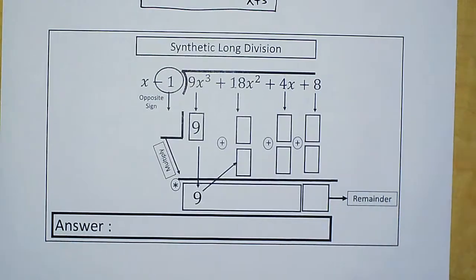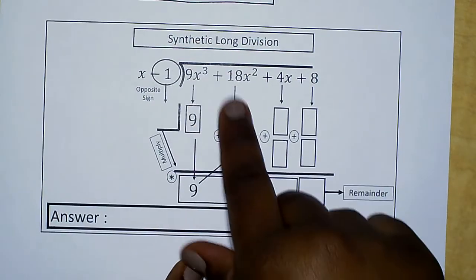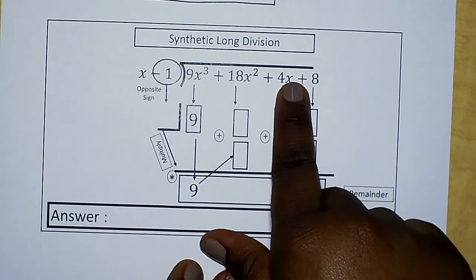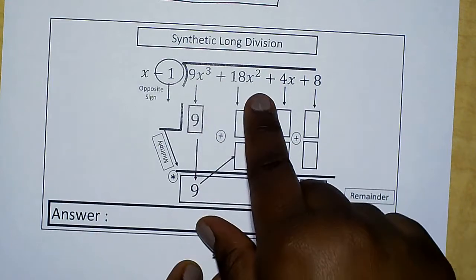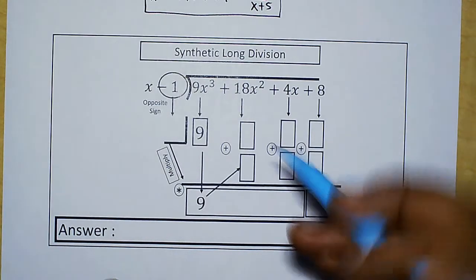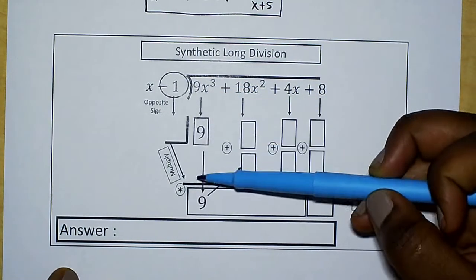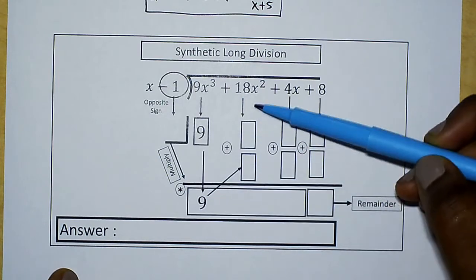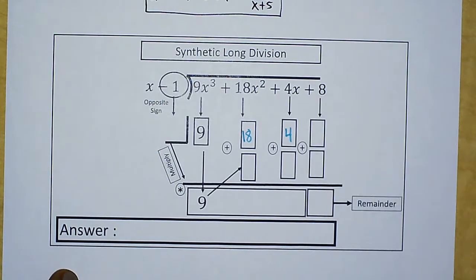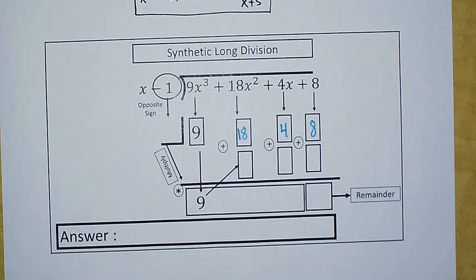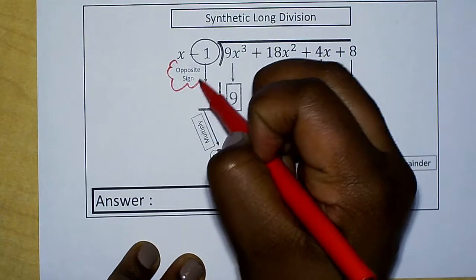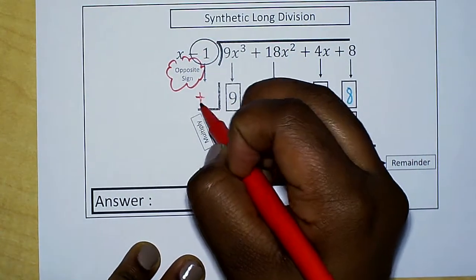Now let's do number 2. We have 9x to the power 3 plus 18x squared plus 14x plus 8. I'm checking to see that all of my degrees are in order from greatest to least, and they are. We are checked. The first thing we're going to do is drop our coefficients. My first coefficient here is 9. I went ahead and dropped it all the way down. Then I'm going to put 18 because it's positive. This will be positive 4 and positive 8. Next, I'm going to make my sign opposite. Don't forget to do that. So instead of negative 1, this will be positive 1.